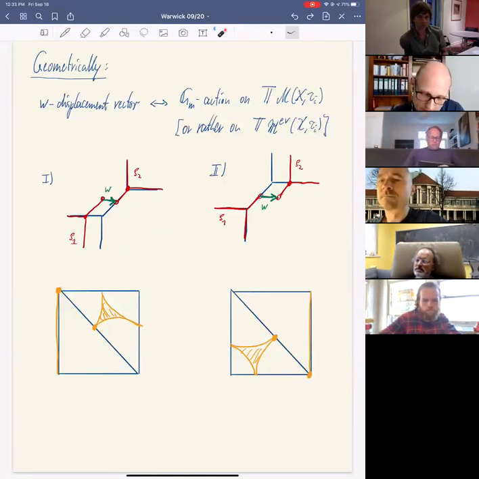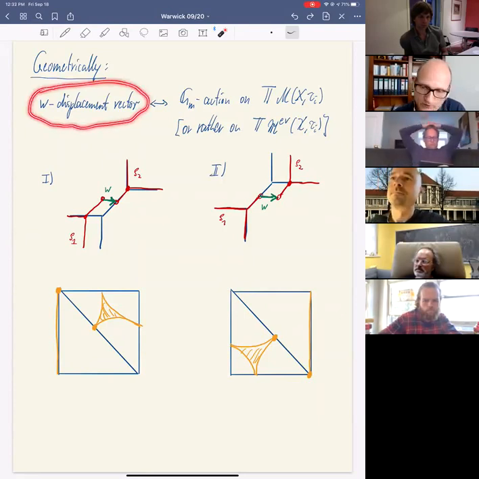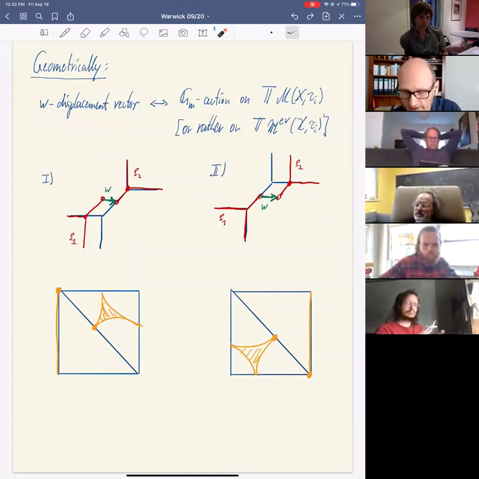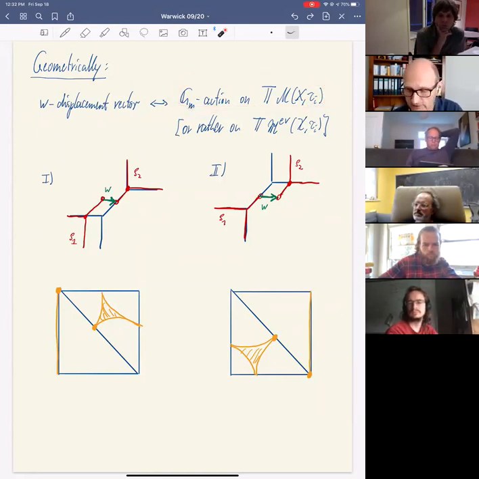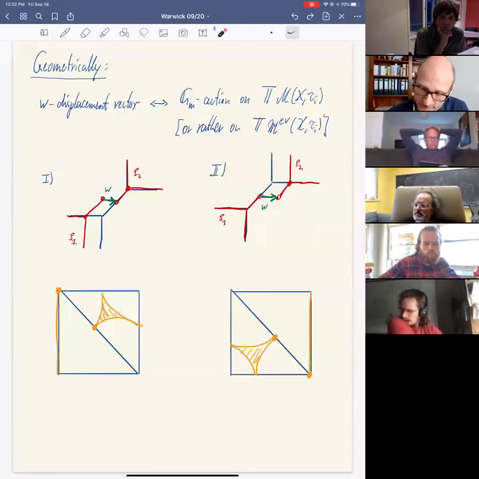So as Yixian already emphasized in her talk, a W displacement vector is a vector in the lattice where the fan of a toric variety lives. It defines a G_m action. Similarly here, you get a G_m action first on the gluing stratum, and then an induced action on the product M of X tau i. Or rather, it's an induced action if you look at the evaluation map and you pull it back.